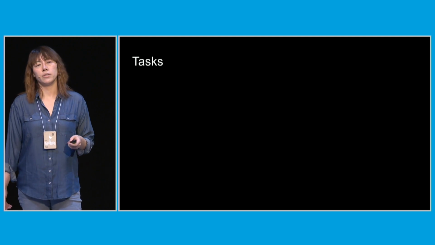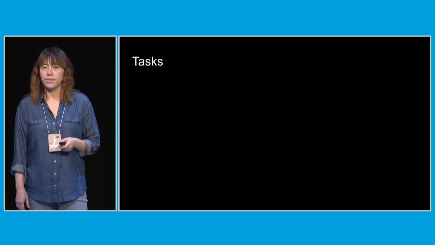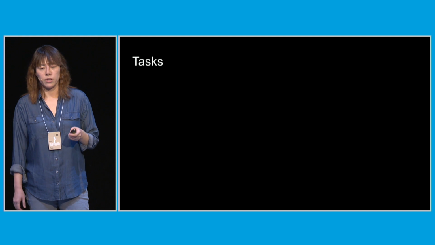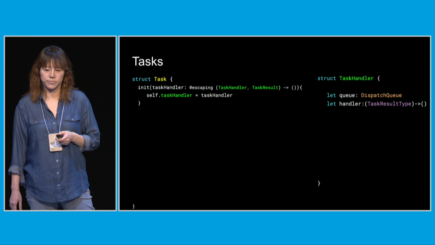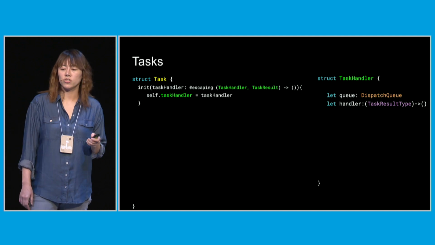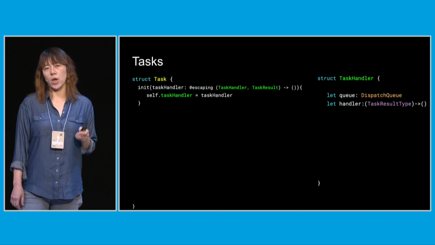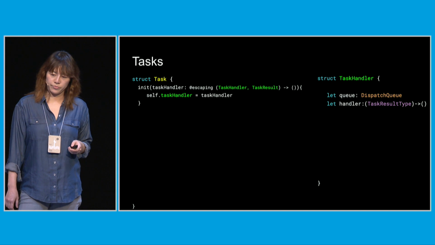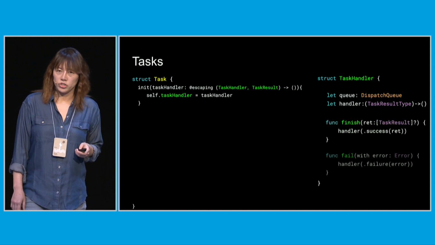To gain finer control over concurrency, we can break down the work into smaller tasks. We can then group them and chain them in a certain order. To do that, we need a task and a task handler. Task has an initializer, which takes in a closure with a handler and a result parameter. Task handler has its own dispatch queue and finish and fail functions.